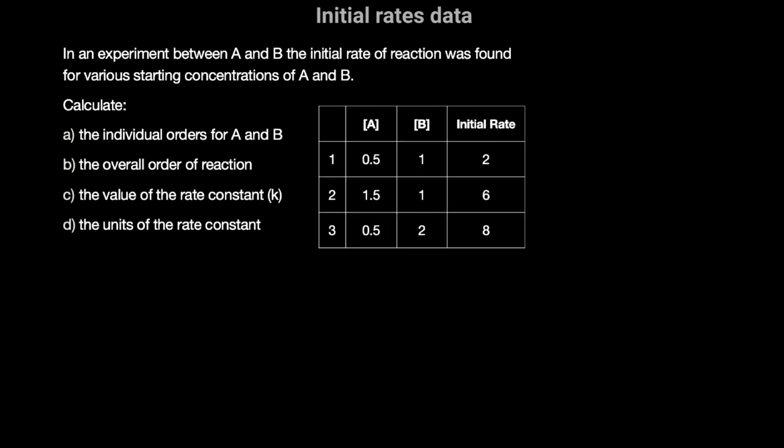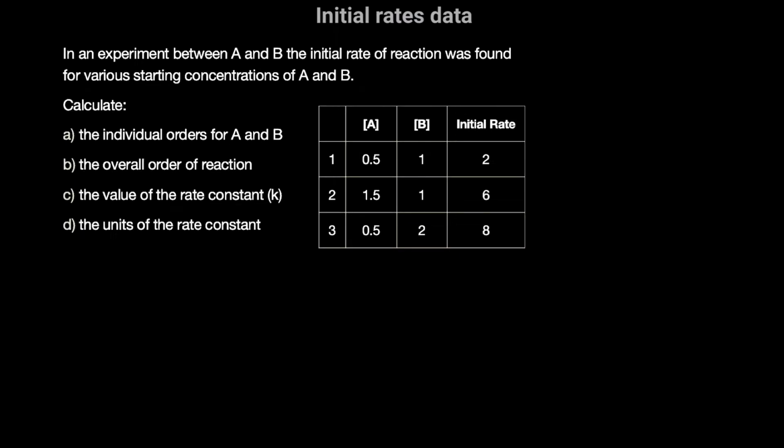So here we have a question that says, in an experiment between A and B, the initial rate of reaction was found for various starting concentrations of A and B. So here we had three different experiments, where we varied the concentrations of A or B. Calculate the individual orders for A and B, the overall order, the value of the rate constant, as well as the units of the rate constant.